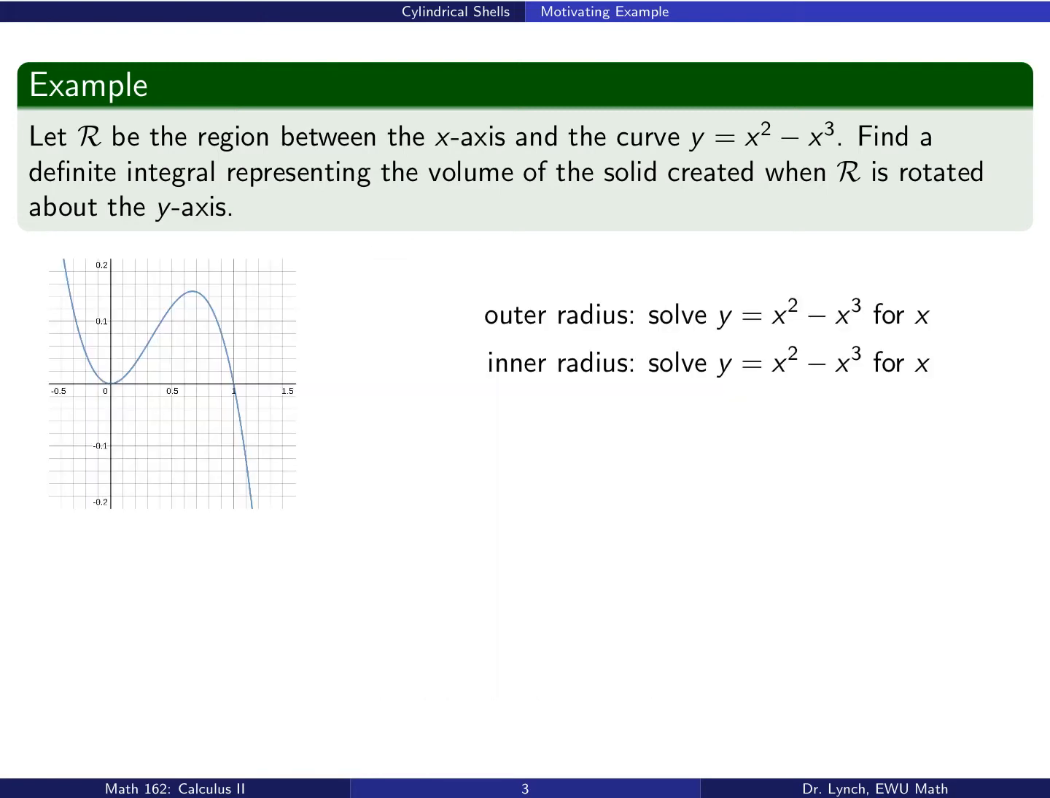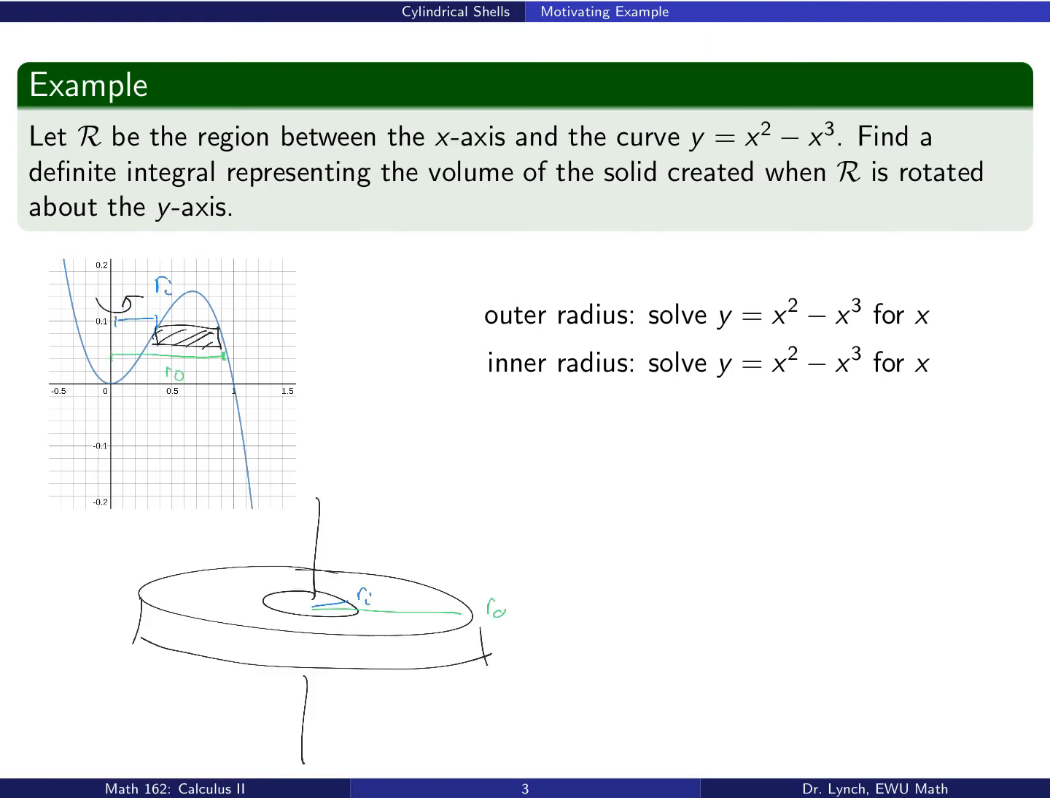So for the outer radius, we'll have to solve y equals x squared minus x cubed for x. And for the inner radius, we'll also need to solve y equals x squared minus x cubed for x. As we'll see in a minute, that's going to prove to be really difficult. So again, here's our disk with thickness dy or delta y, rotating around the y-axis, obtain a washer, the washer with thickness dy, and solving for this inner and outer radius is a mess.